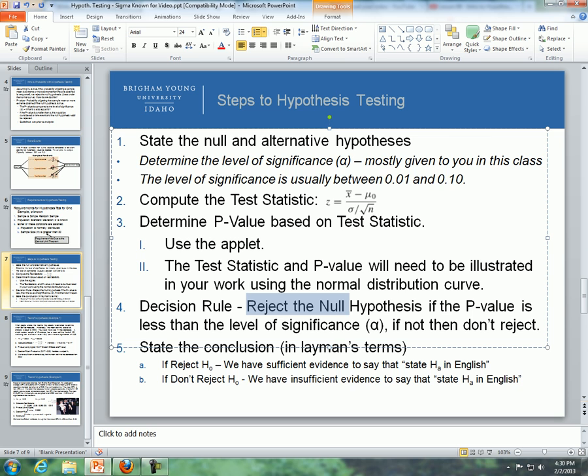We either reject the null hypothesis if the p-value is less than the level of significance, or we don't reject the null hypothesis if the p-value is greater than the level of significance. And then we state our conclusions, and there are two ways to state our conclusions.